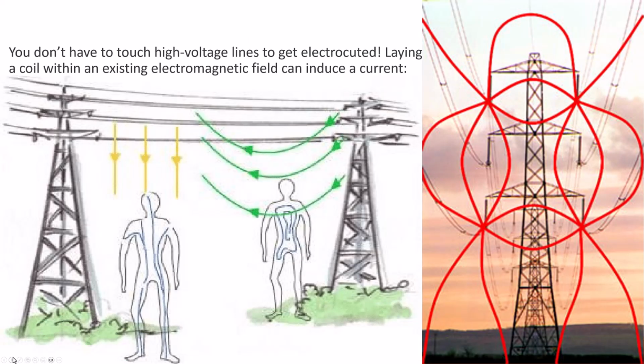You don't have to touch high voltage lines to get electrocuted. I kind of mentioned that with the ground being charged up. But just being near very high voltage transmission lines, like you see in these pictures here, there is an electrical field and you can induce a current in the line. And so electrical fields can induce currents in you.